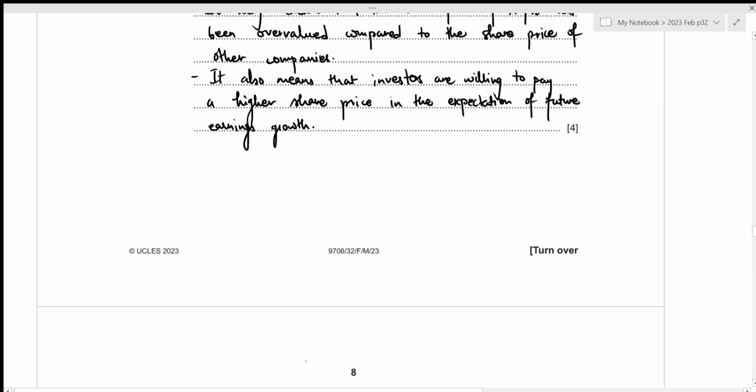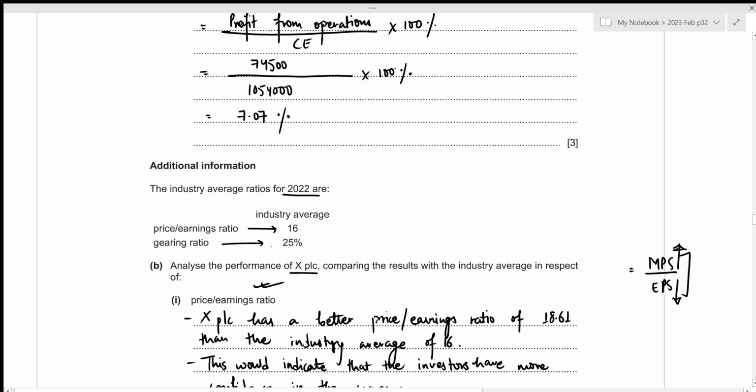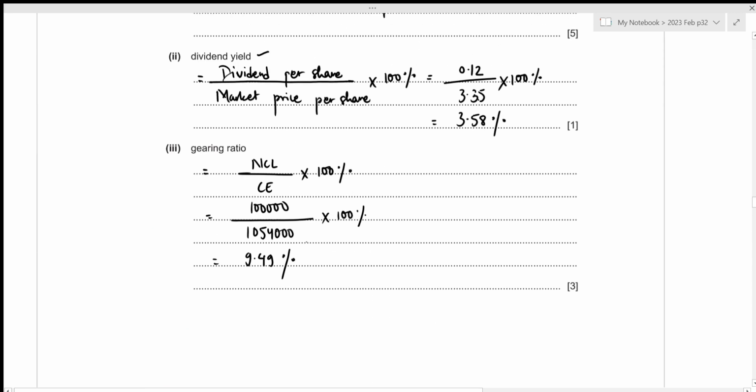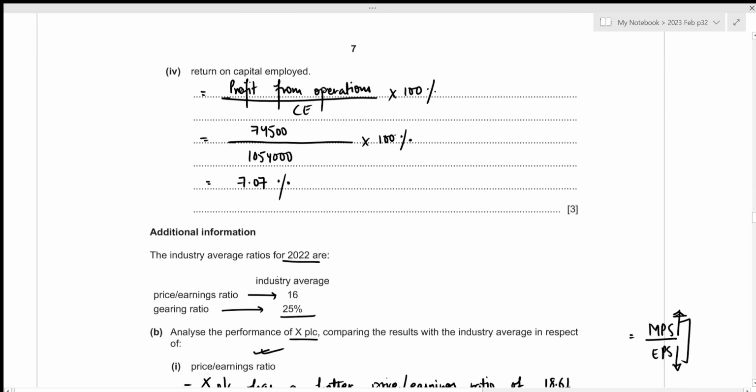Okay, now for the second part, we need to talk about the gearing ratio. The industry average gearing ratio is 25%, whereas the gearing ratio that we figured out was 9.49%. It's way lower compared to the industry average, which means that our business, XPLC, can be perceived as a low risk business, since a low gearing ratio is associated with low risk and a higher gearing ratio is associated with higher risk. Let's write it down.